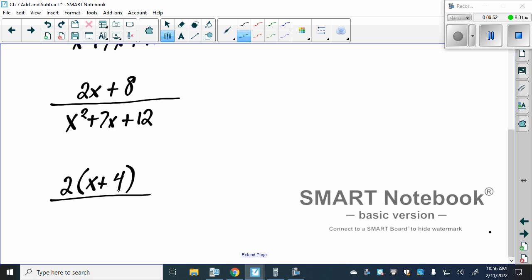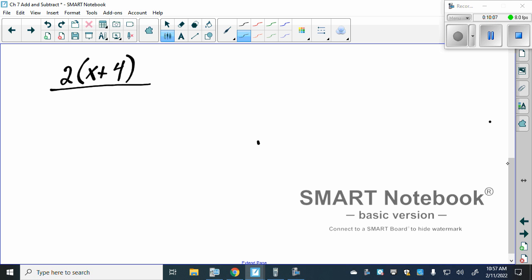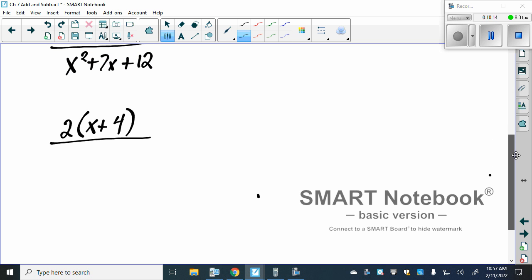Doing that kind of gives us a good indication that there might be something in common on top and bottom. Because is 4 a factor of 12? Well, yes, and x is a factor of x squared. So there's a good chance that we might end up with an x plus 4 as one of the factors. So let's go on and factor the x squared plus 7x plus 12.